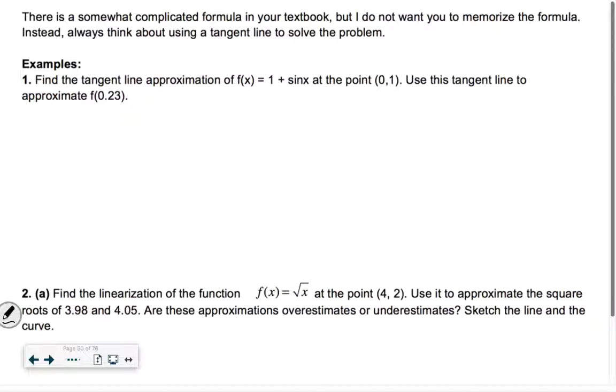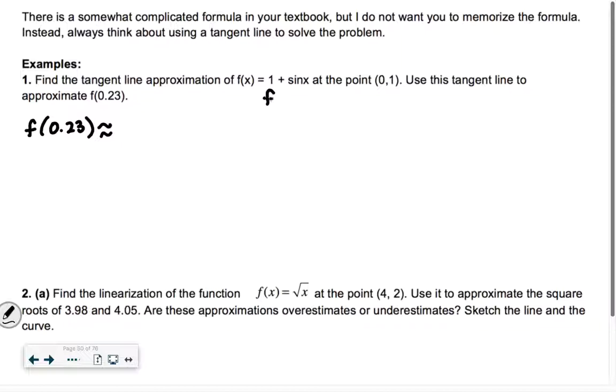Number 1 says find the tangent line approximation for f of x equals 1 plus sine of x at 0, 1. Use this tangent line to approximate f of 0.23. Right now, do you guys know what f of 0.23 is? I'd have to find 1 plus sine of 0.23. That would be pretty hard, right? So I don't want to do that. I want to find some kind of approximation for it. I want to say, oh, well, it's going to be approximately this.